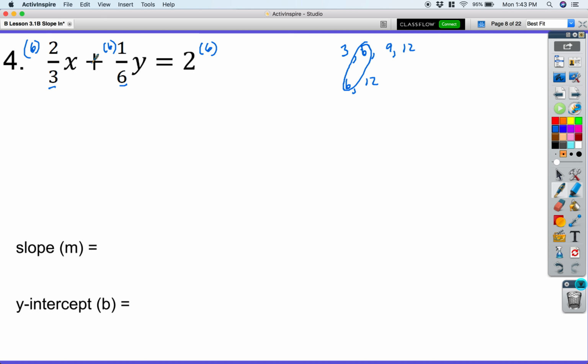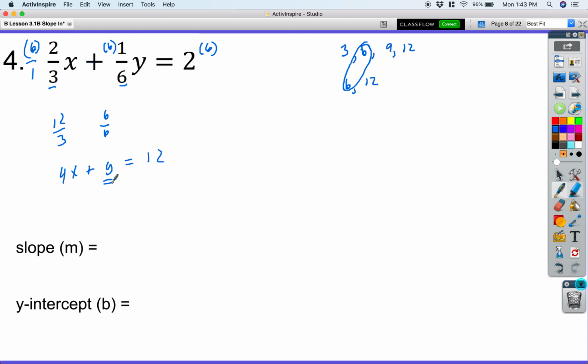remember terms are separated by plus, minus, and equal signs. I'm just going to multiply straight across. 6 times 2 is 12 over 3 is 4x. 6 times 1 is 6 over 6 is just 1, so I'm going to have a plus y. So 1 times y is just y. That's going to equal 12.